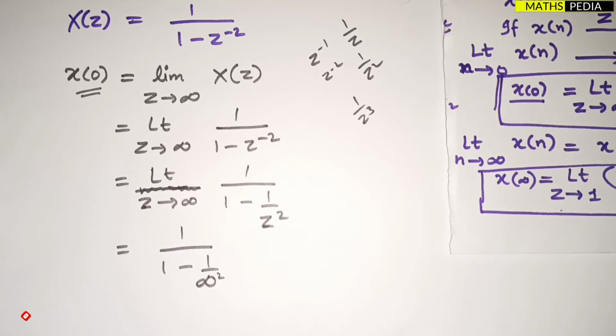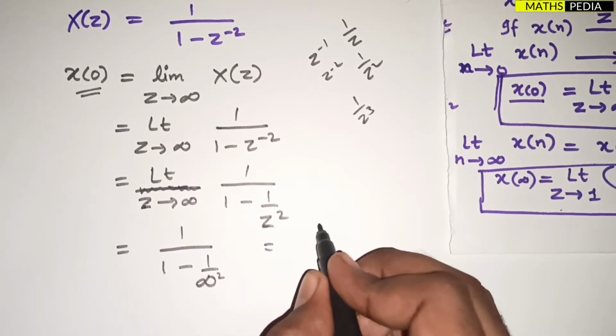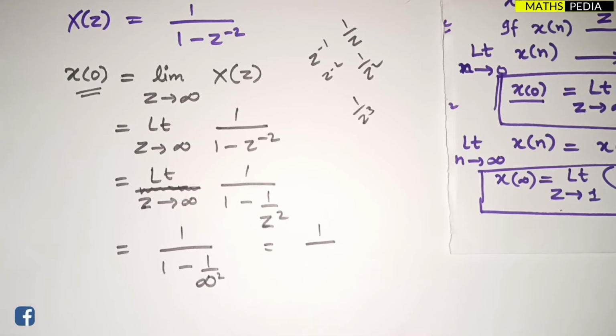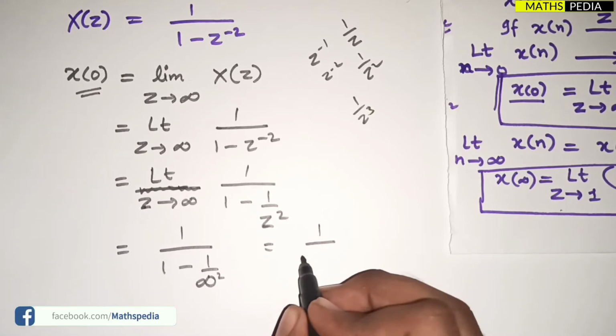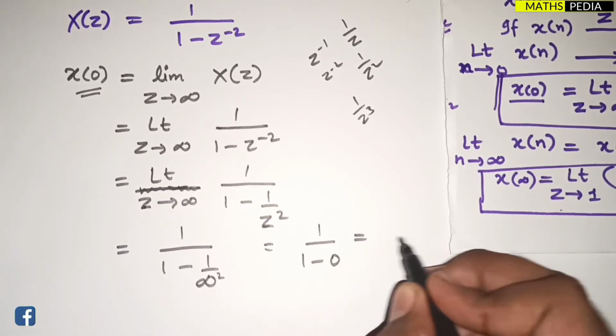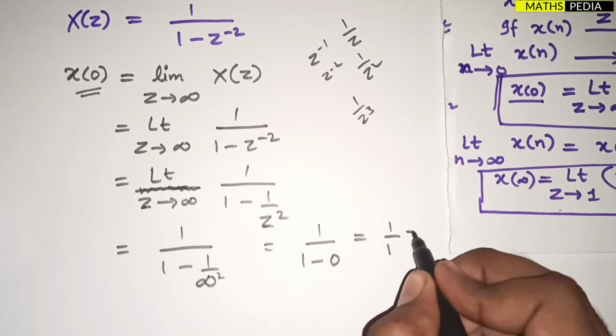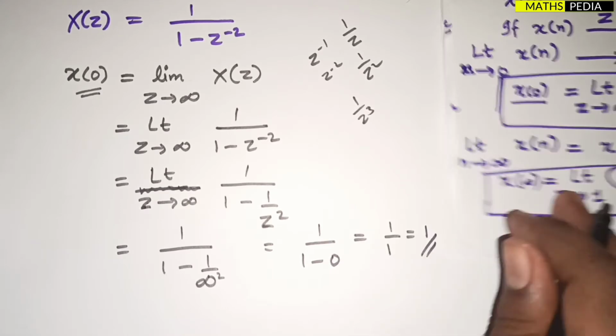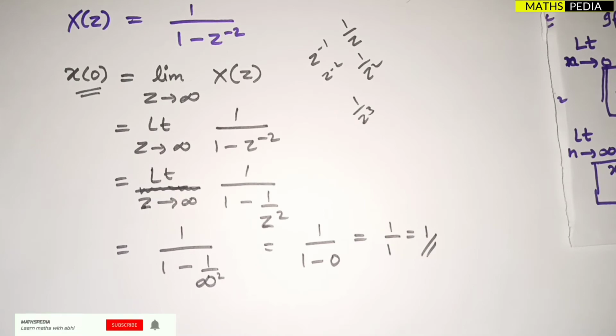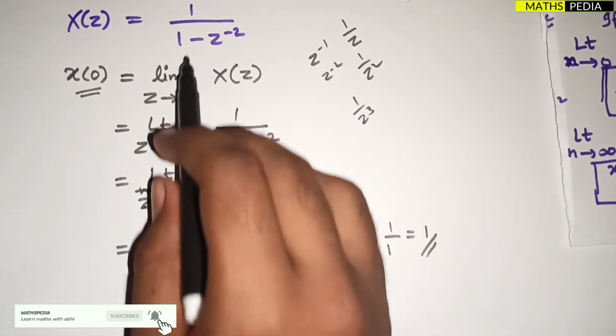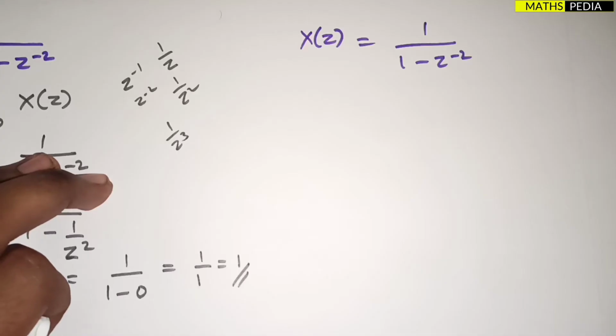It's the same thing, infinity only. So it will be 1 by 1 minus 1 by infinity square, which will be what? 0 itself. So 1 minus 0, that is equal to 1 by 1, which is equal to 1. So this value is 1. So the initial value x of 0 for this function is 1.